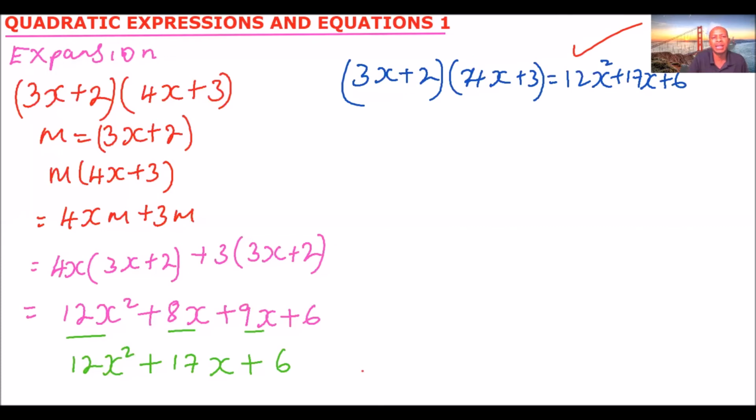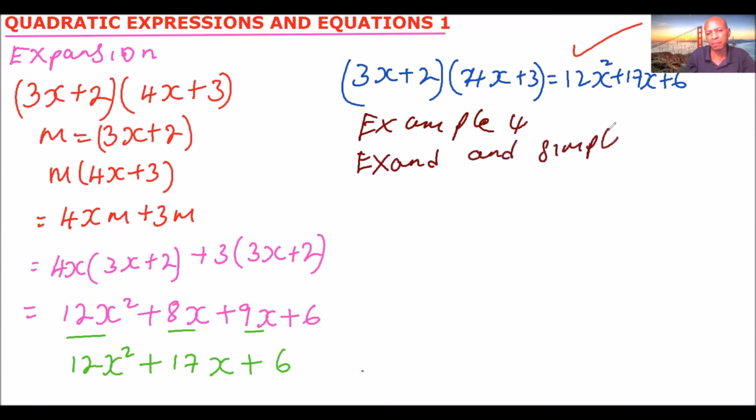So we are going to look at another example. The other example that I have, I can call it example 4. Let me correct that. We have example 4. We are told to expand and simplify. So the expression that we have is a half plus x in brackets, squared.